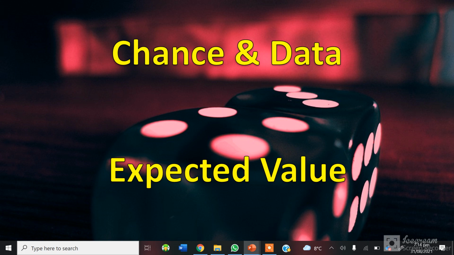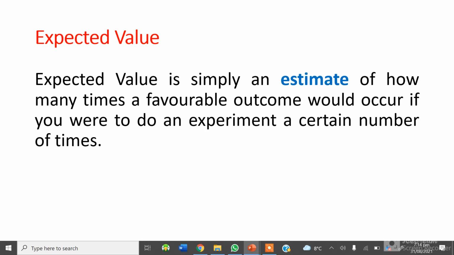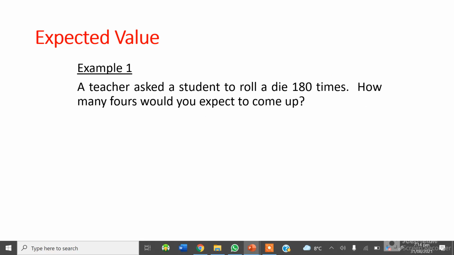In this video, we're just going to briefly talk about expected value. Expected value is simply an estimate of how many times a favourable outcome would occur if you were to do an experiment a certain number of times. Right, straight into example 1.